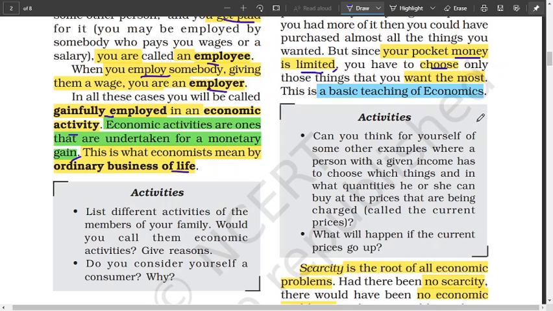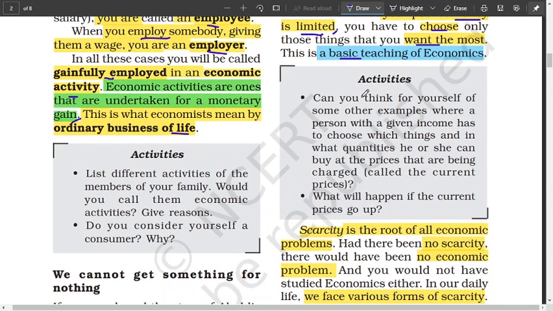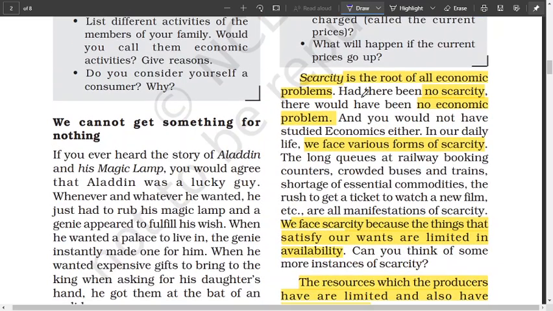That's what the ordinary business of life is. We have to work, we have to choose. So we have to get what we need the most first. This is the basic teaching of economics. It's the business of life: the money that we earn is very limited. You have so many needs, so we have to choose. That's where problems come in.